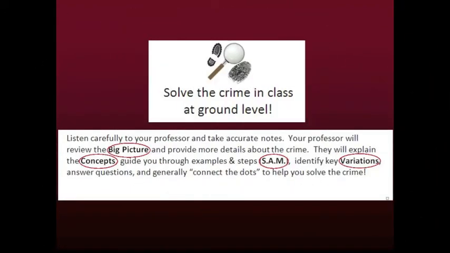Finally, with clear profiles for each suspect, you are prepared to solve the crime in class at ground level. Listen carefully to your professor and take accurate notes. Your professor will review the big picture and provide more details about the crime. They will explain the concepts, guide you through examples and steps, that is SAM, identify key variations, answer questions, and generally connect the dots to help you solve the crime.